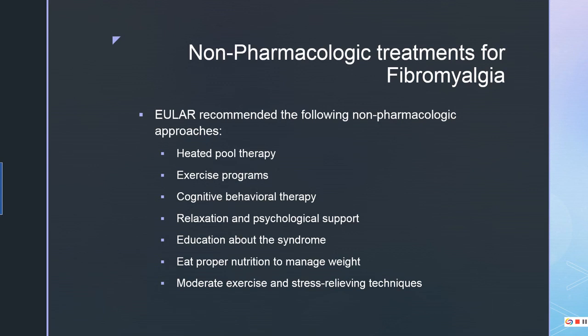EULAR recommended the following non-pharmacologic approaches to the symptoms of fibromyalgia: heated pool therapy, exercise programs, cognitive behavioral therapy, relaxation, and psychological support. The Mayo Clinic suggests that fibromyalgia patients need to start with education about the syndrome, eat proper nutrition to manage weight, especially if inactive, and begin moderate exercise and stress-relieving techniques.